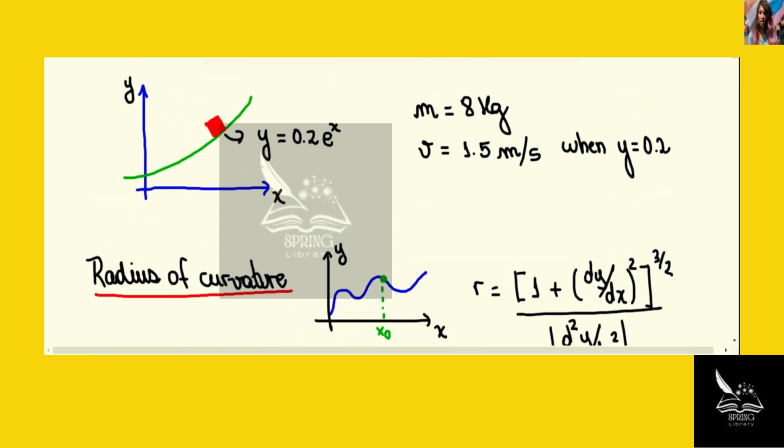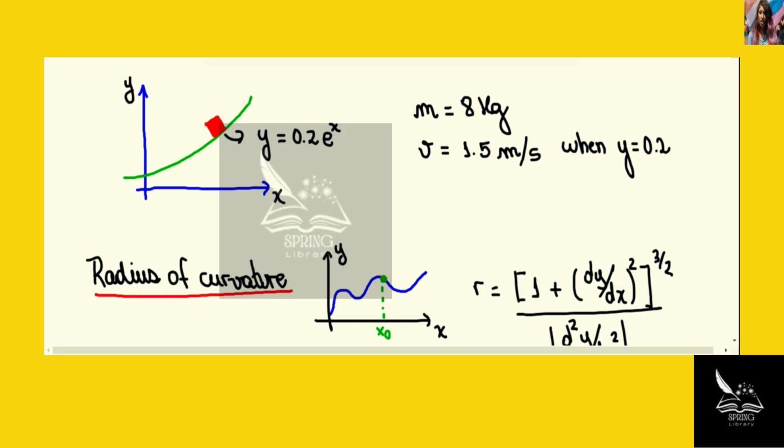So what we have in our problem is a block, actually a sack, that has a mass of 8 kilograms and is sliding on a surface that is shaped like this exponential here. So the surface is such that y is equal to 0.2 times the exponential of x. As I said, the mass is 8 kilograms, and when y is equal to 0.2, the velocity v is equal to 1.5 meters per second.